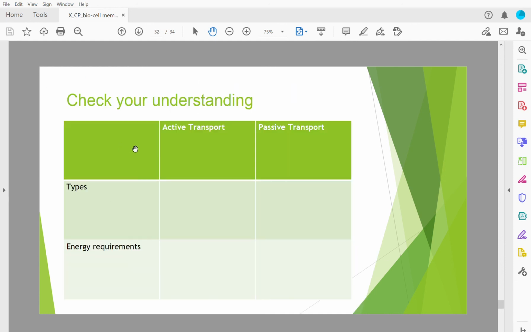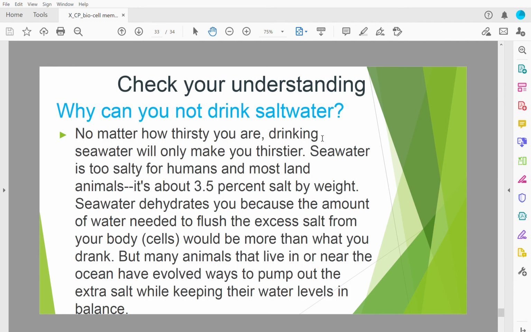Okay, we've already talked about active and passive transport. We know active transport is endocytosis and exocytosis, and active transport requires energy. We also know that passive transport is osmosis and diffusion and facilitated diffusion. We know that sodium-potassium pumps are active transport as well, requiring energy. Passive does not require energy.